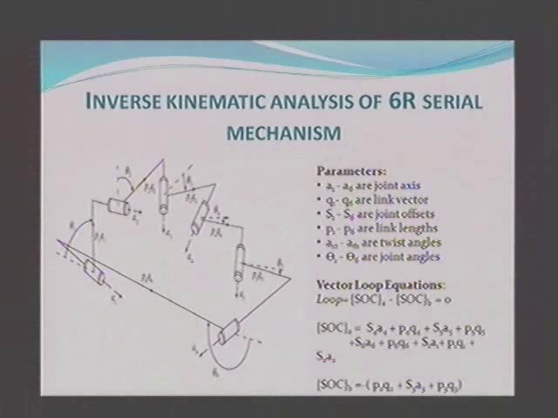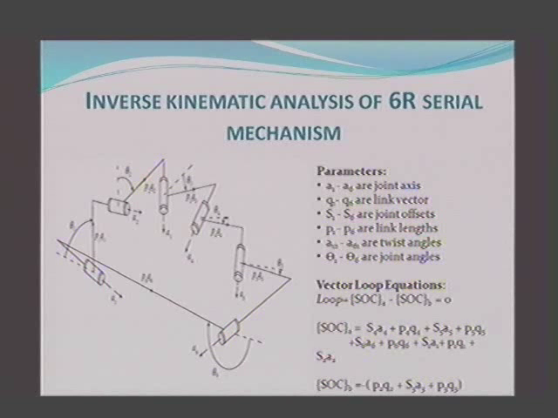So this is the method proposed by the author. Here we have shown an inverse kinematic analysis of a general 6R serial mechanism. The picture shows a 6R closed loop mechanism in which the parameters we have taken here are the A's as the joint axes, the Q's as the link vectors, the S's are the joint offsets, and P's link lengths, and alphas are the twist angles, and theta are the joint angles.